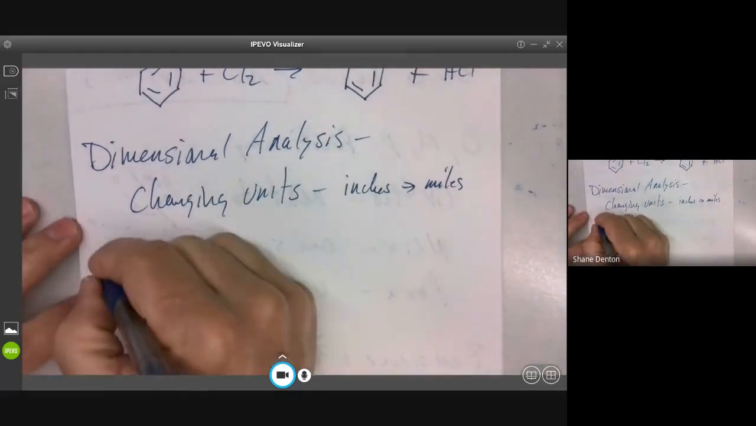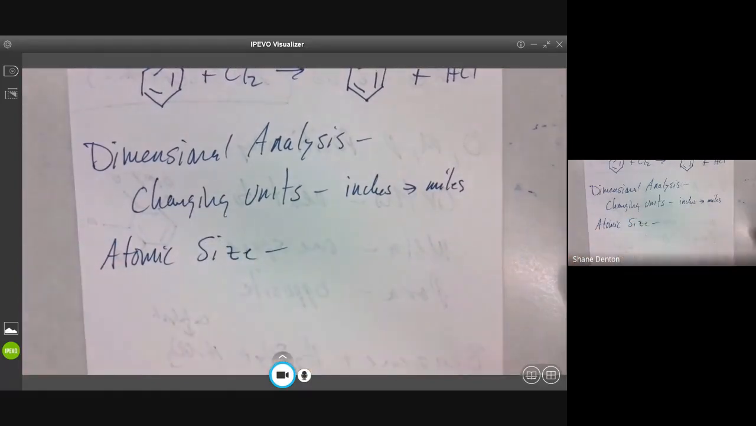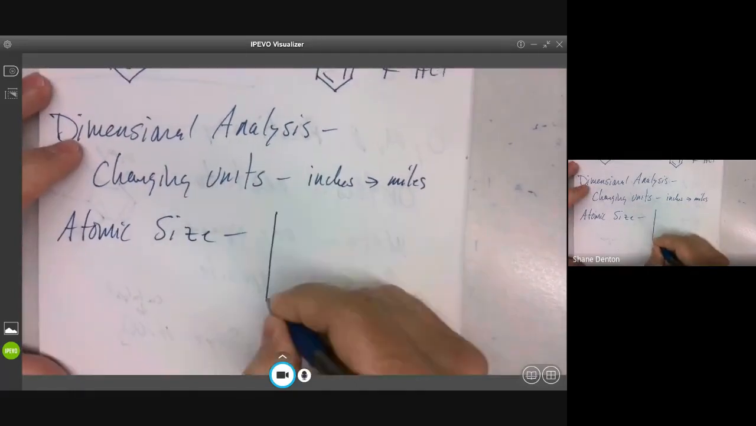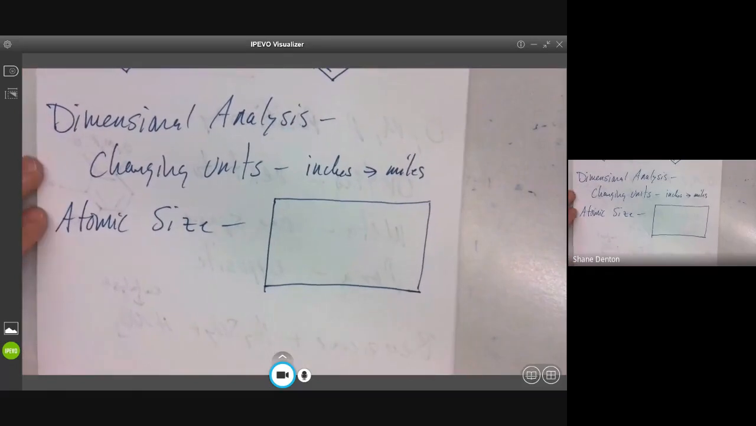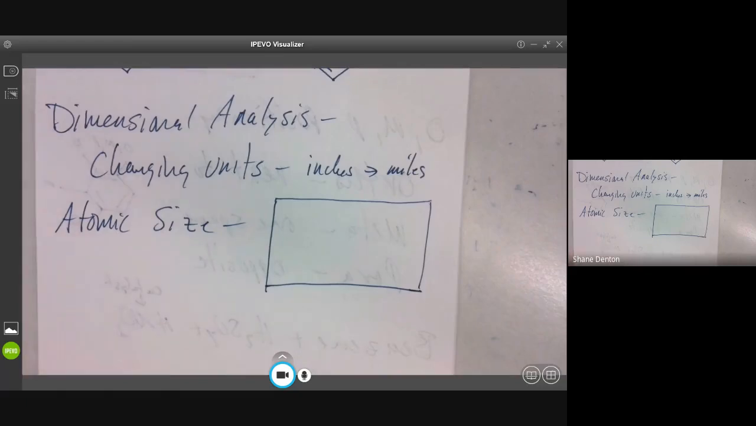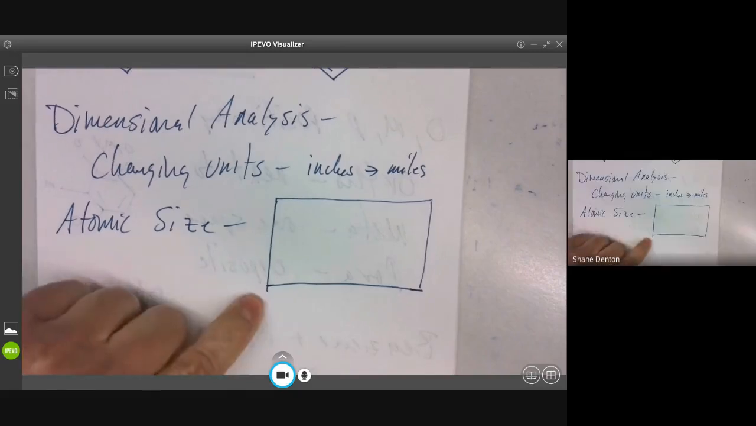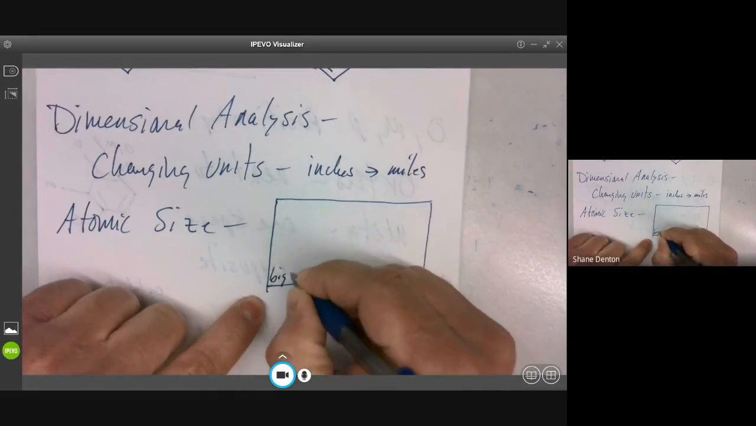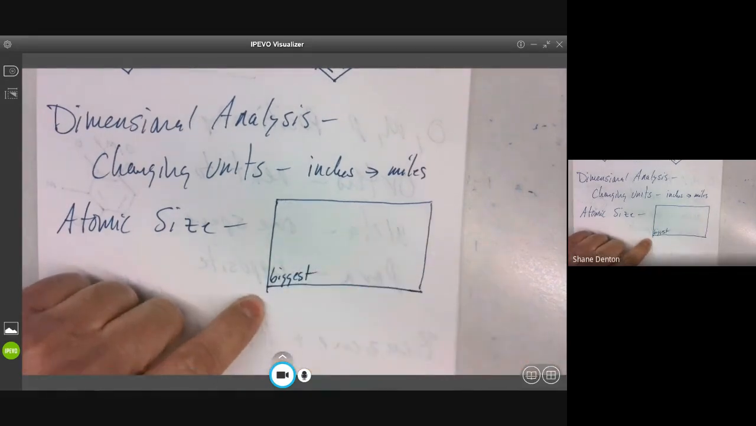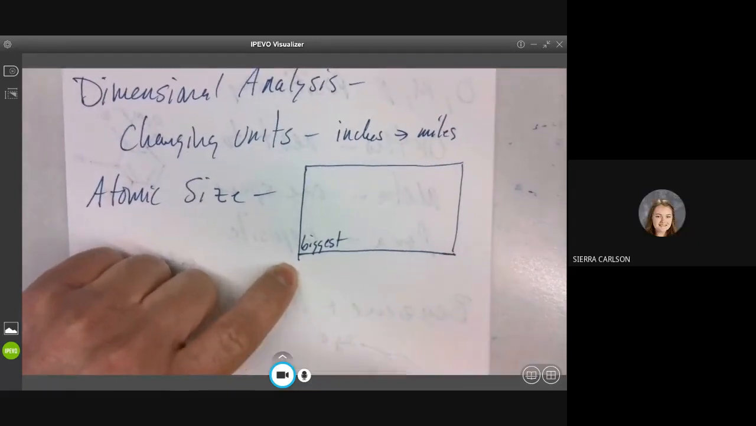There's also a question about atomic size. Now, we never memorized any of this, but if I'm looking at the periodic table, does anybody remember the trend of where the size was at? Where were the biggest, where were the smallest? It was the most down and the most to the left. So these are the biggest. Okay, so where's the smallest then? It's the highest and most to the right.